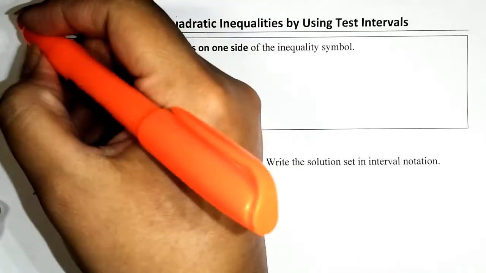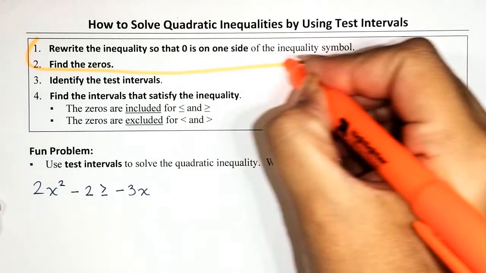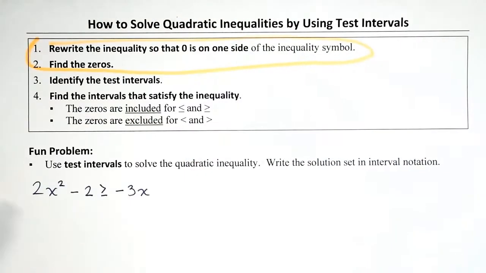Step 1 and 2, pretty much, let's go ahead and combine them, so that way I can just say 3 steps. How do we solve a quadratic inequality by using test intervals? Step 1, find the zeros. Step 2, find the test intervals. Step 3, do what you gotta do to find the answer. Okay, so yeah, that was my spin.